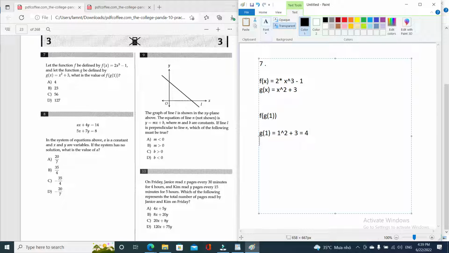Okay, so now f of g(1) is actually f(4), right? Because g(1) is equal to 4. So it's 2 times 4 cubed minus 1. So 4 cubed is 64, so I believe the answer is 127. So it should be D.